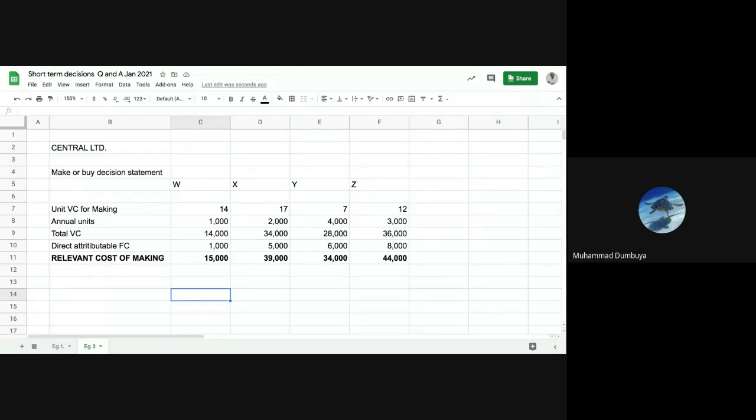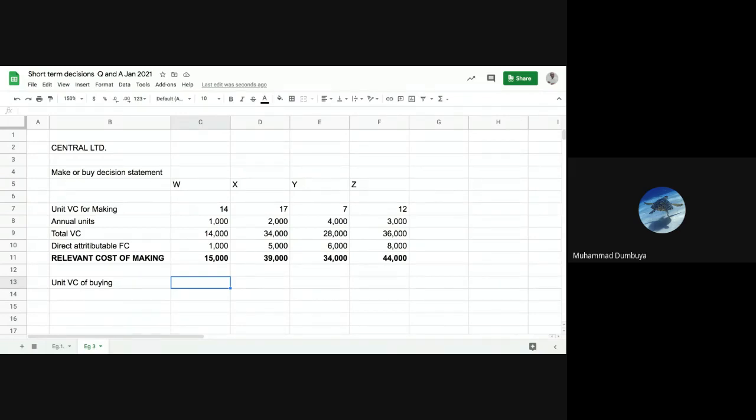So let's go to our relevant cost of buying. So what's the unit variable cost of buying? Unit VC of buying. Give me the purchase price, the unit purchase price, as per the outside contractor, as per the subcontractor. Give me the prices, please, everybody.